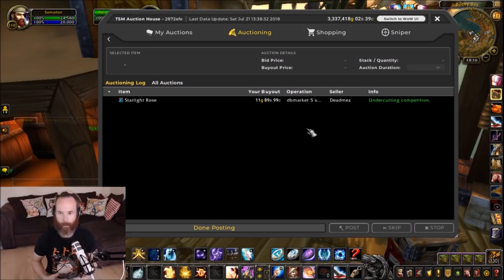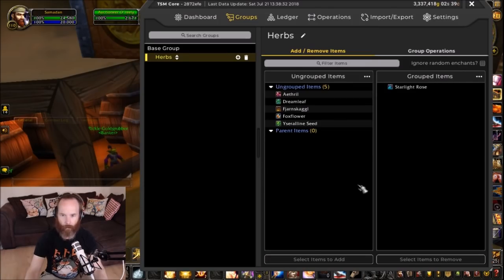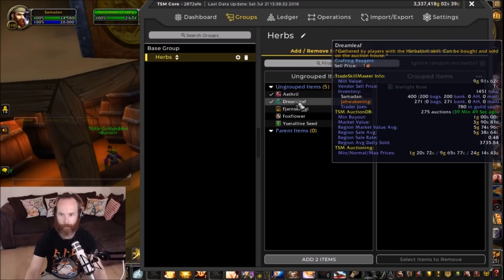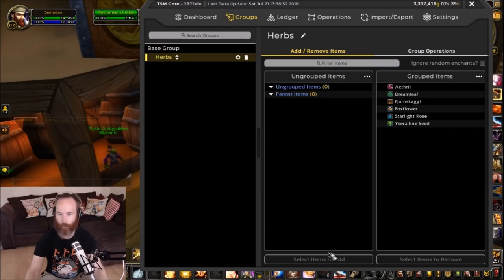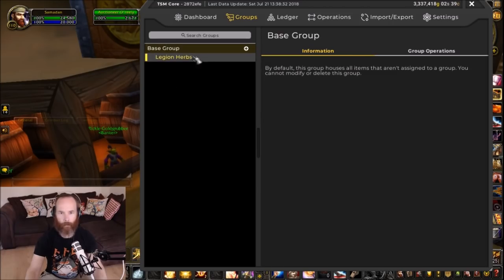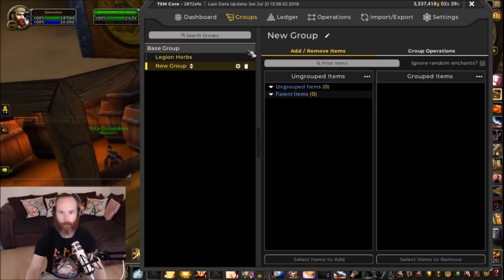Now you could expand on this, and you could maybe put all your Legion herbs in here that you want to sell. So say for example I collected all the other herbs, and I can go and click each of these and add those items into the same group, herbs, and I could call this group Legion herbs. Now I might want to make a subgroup, and so it's very easy to go into this group, create another group. I'm going to call this one herbs.